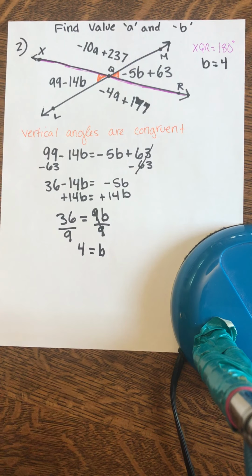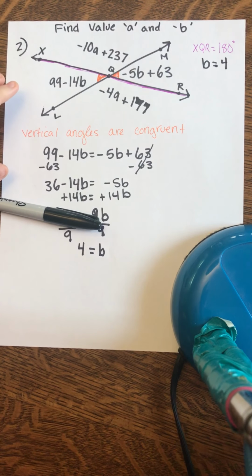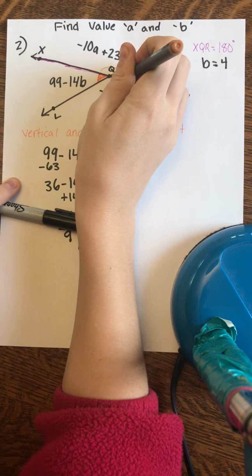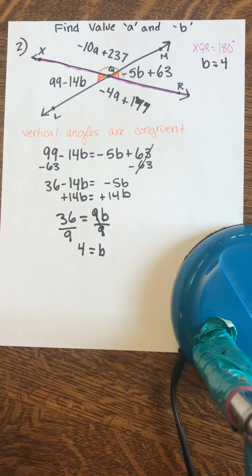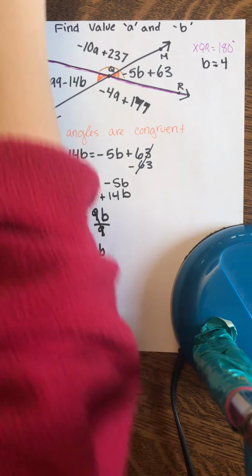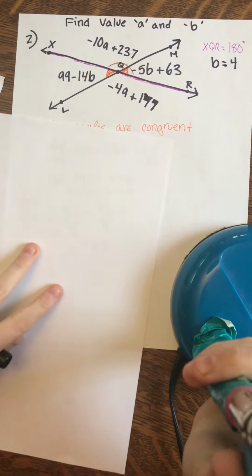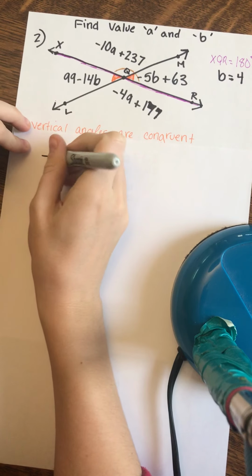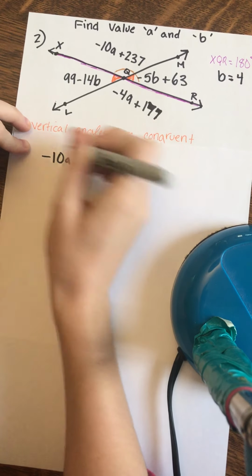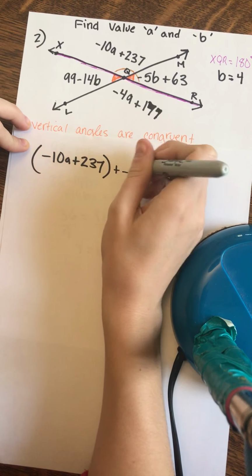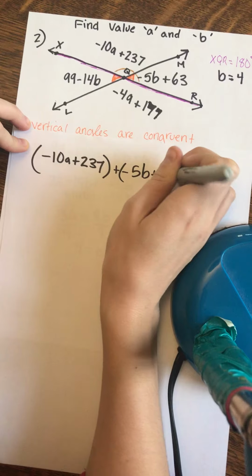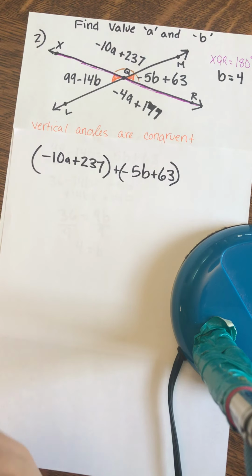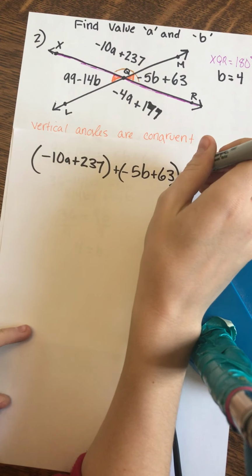Let me say this again. XQR equals 180 degrees. And these 2 angles, here, let me grab another color. These 2 angles make up 180 degrees. So I know that I can add them together. So let me get another piece of paper so it stays pretty clear. So I can add negative 10a plus 237 because that is one angle. And then I can add negative 5b plus 63 because these 2 angles are supplements. And by supplements, I mean they add up to 180 degrees. So I can set them equal to 180.